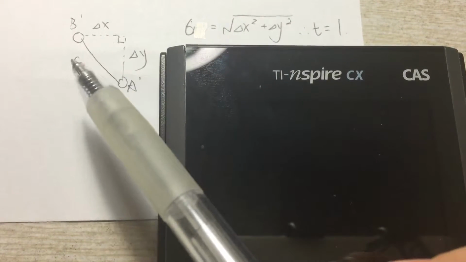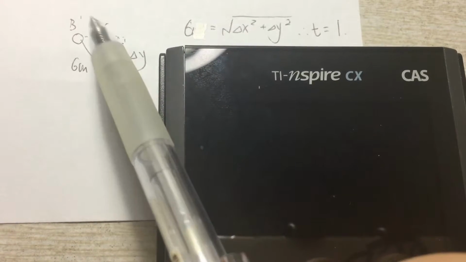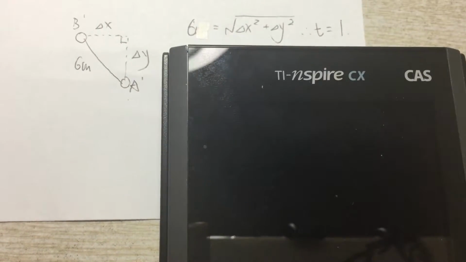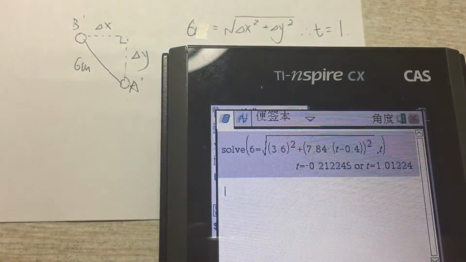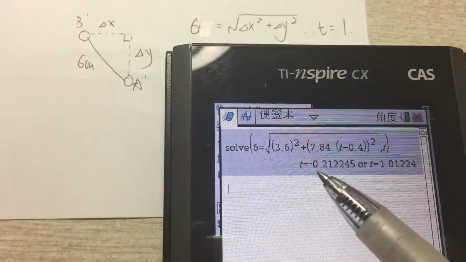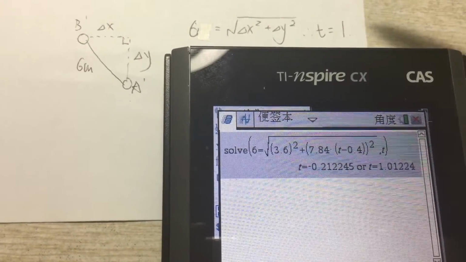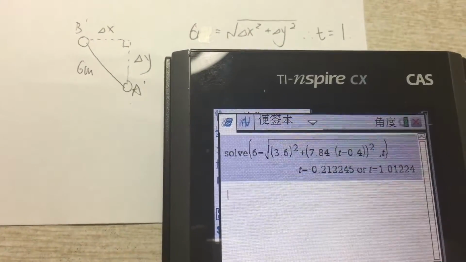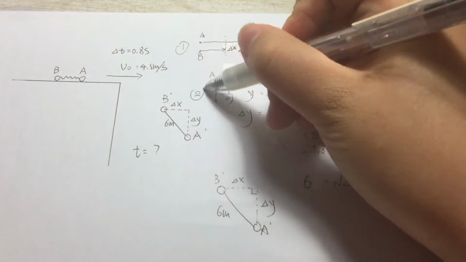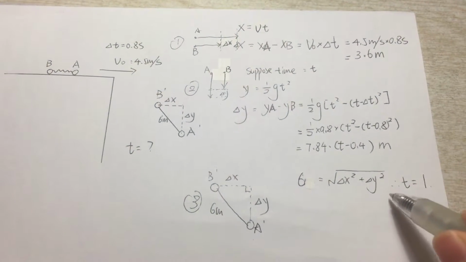Finally, in this triangle, we found that 6 squared equals delta x squared plus delta y squared. So we put this in the calculator. Obviously, t cannot be a negative number, so the result is t equals 1.9 seconds. Bingo!